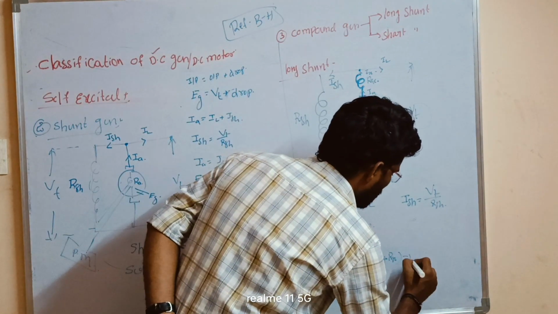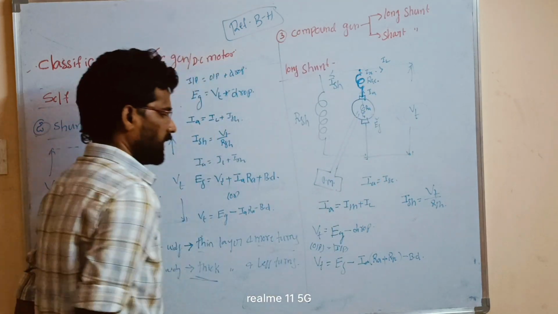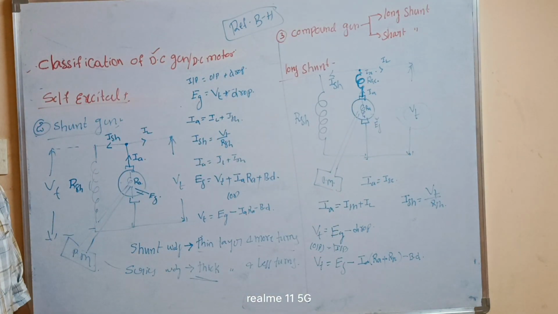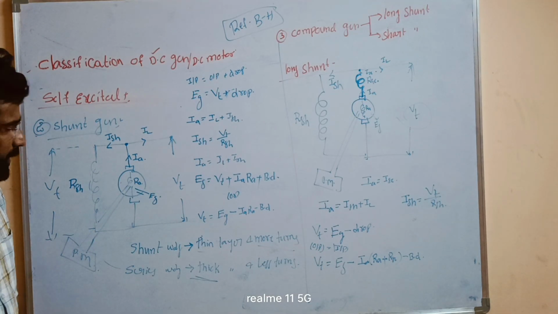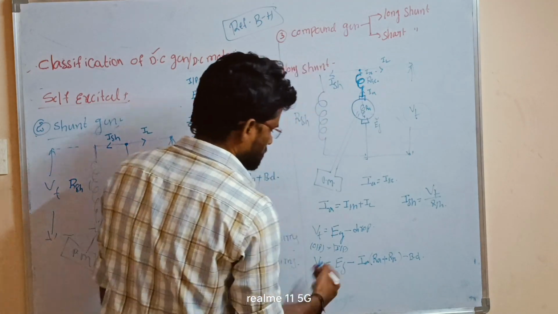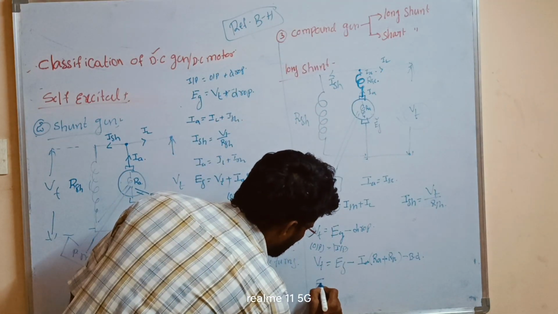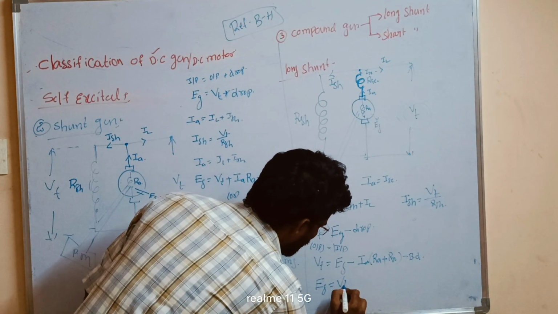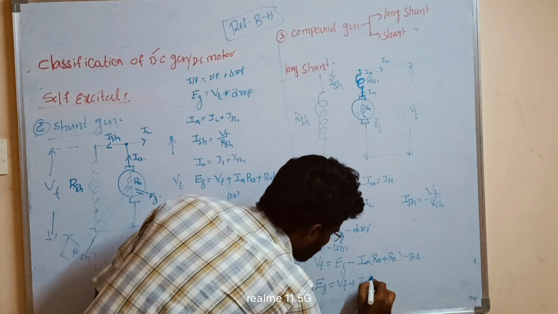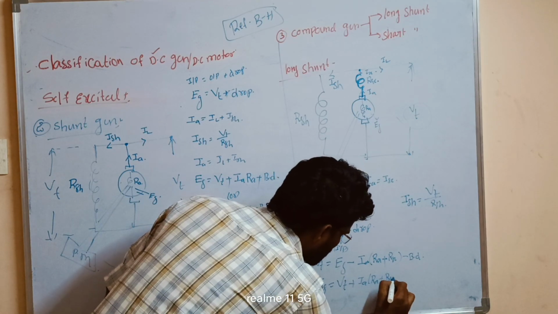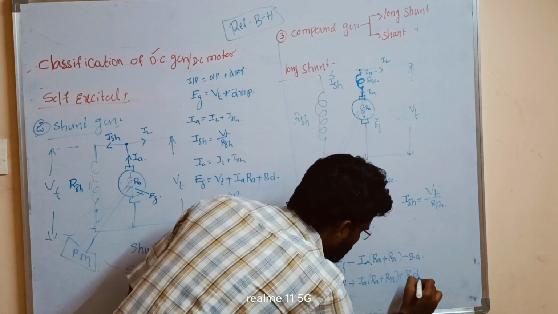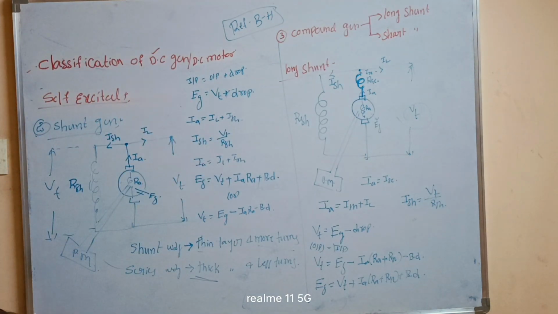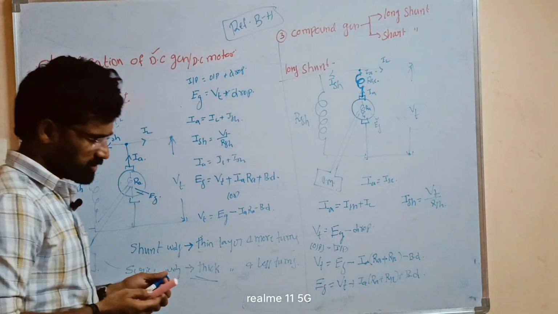Again we write the BD, the brush drop. If the brush drop is given in the question, we add the brush drop; otherwise we do not consider the brush drop. So the input equation is EG is equal to VT plus IA times RA plus RSC plus BD, the brush drop. So this is nothing but the long shunt generator.